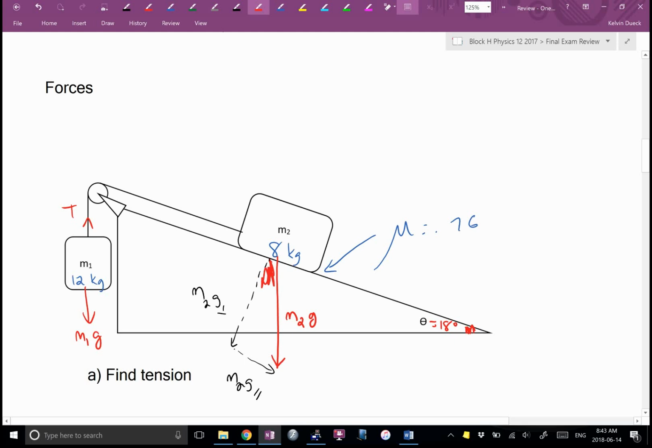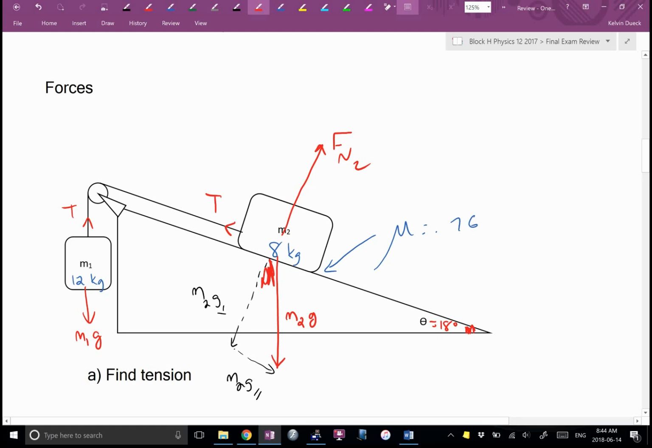What else? Normal force. The same size as M2G perpendicular. I'll call it normal force number 2 to go with mass number 2. Okay. What else? Tension. Which way? Oh, on the rope. What else?